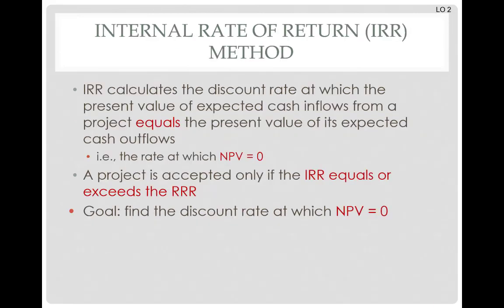If you're using the internal rate of return method, what you're looking for is the rate at which the NPV is equal to 0. What you're saying there is it's the discount rate at which the present value of the expected cash inflows from a project is equal to the present value of its expected cash outflows. A project is accepted if the internal rate of return is equal to or greater than the required rate of return. So what you're looking for is the rate at which the NPV is equal to 0.